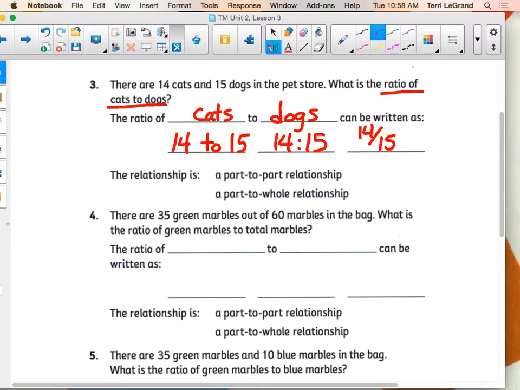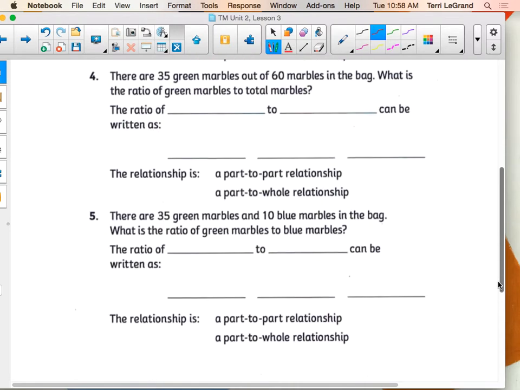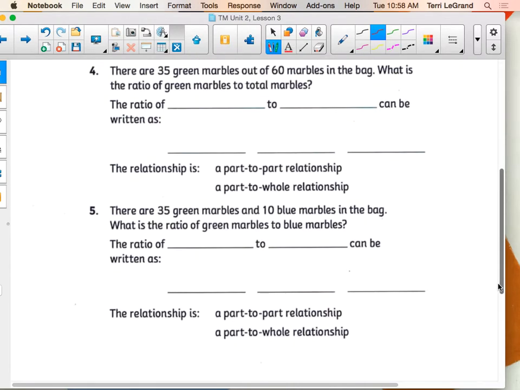Part to part. Okay? There were no totals going on here, were there? No. So is 14 15ths a fraction? Can it be called a fraction? 14 15ths? No? Why not? It's a part-to-part relationship, so fractions are not part-to-part relationships, they are part-to-whole. Okay.